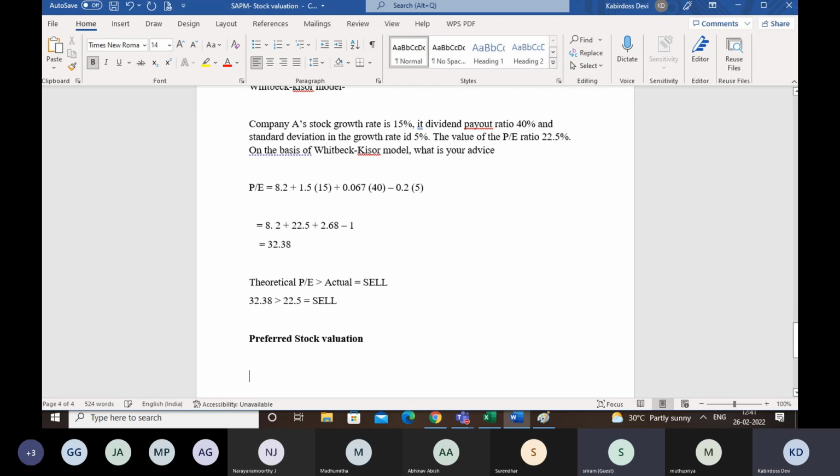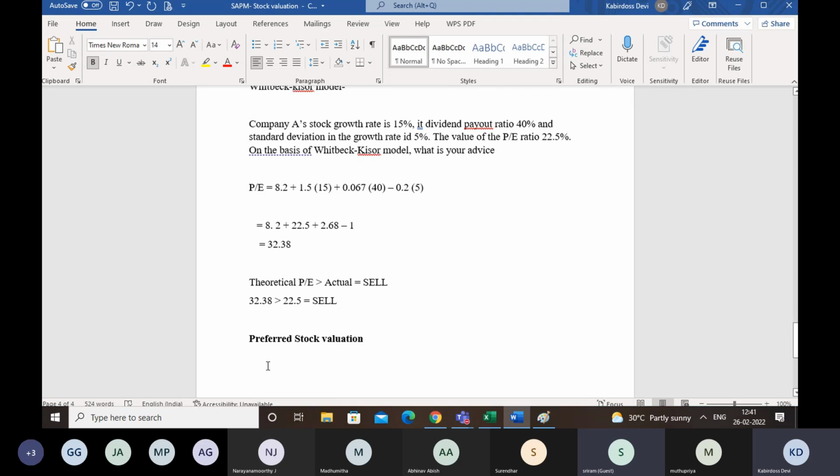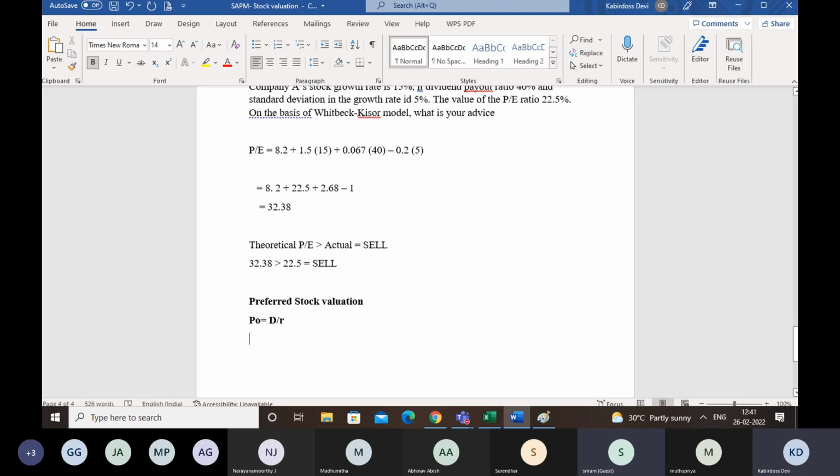Preferred stock valuation is normally provided when there is a fixed income return, right? So how do we calculate P naught? P naught is equal to, very simple, dividend divided by R. We take the dividend paid and the required rate, and calculate. Very simple. There is one sum I can give you. With this we'll wind up.